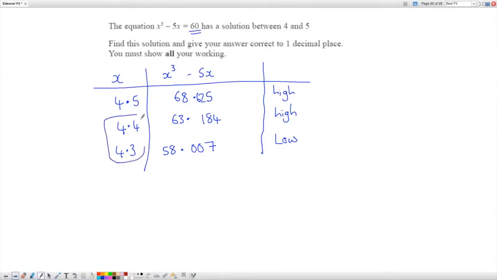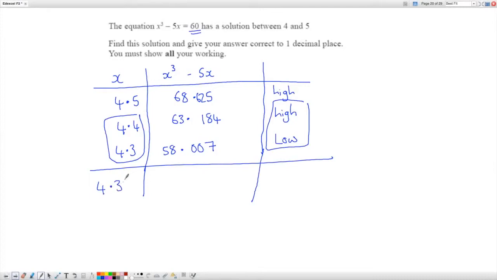When we have this situation next to each other, consecutive, 4.4 and 4.3, one being too high, one being too low, we know that one of these is going to be the answer. So first we must check 4.35, halfway between these two values. Substituting in, 60.569875. Higher than the 60, this is too high, therefore the answer for x, correct to one decimal place, is 4.3.